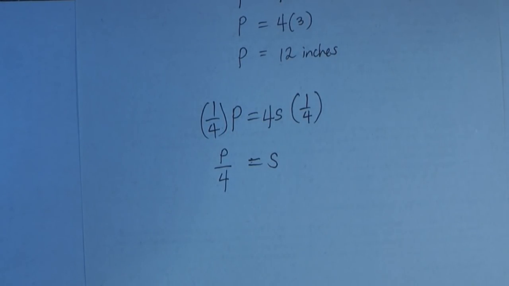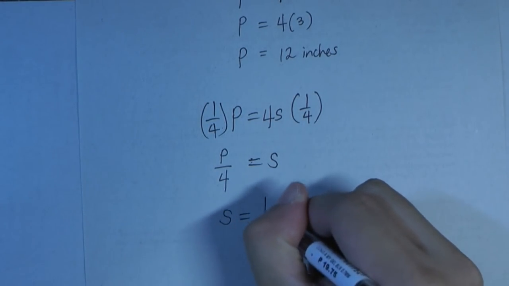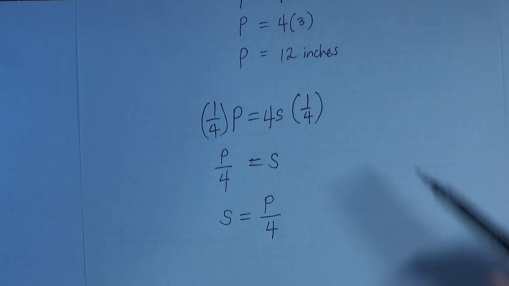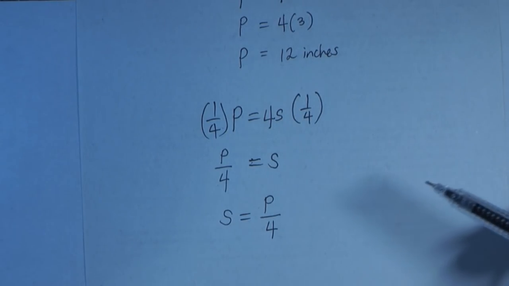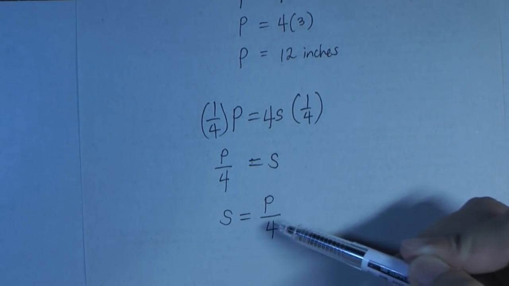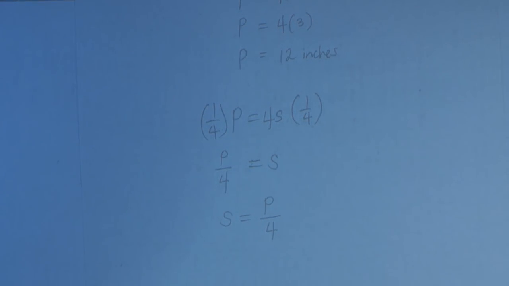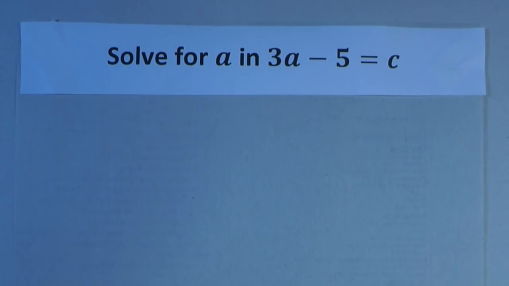You may also apply the symmetric property and switch the sides of the equation, giving us S equals P over 4. We now see that S is isolated on one side. In other words, we have just solved the equation P equals 4S in terms of S, and doing so resulted in S equals P over 4. Let's try another one. Solve for A in 3A minus 5 equals C.